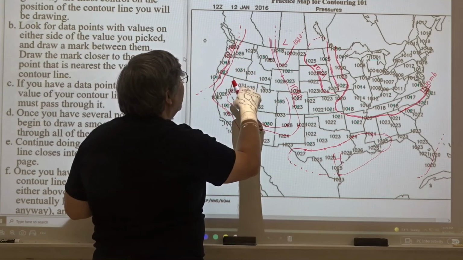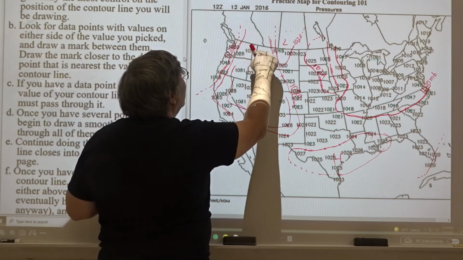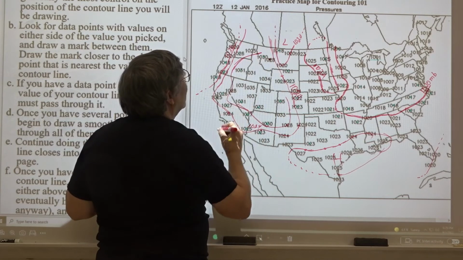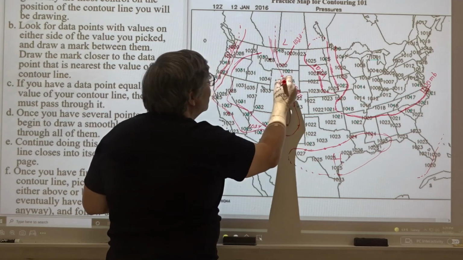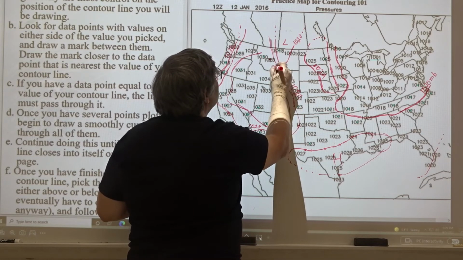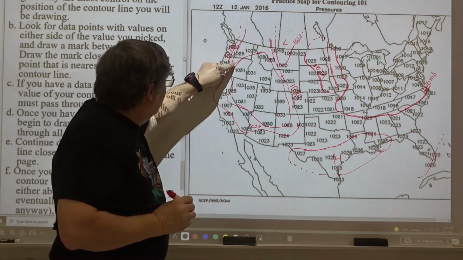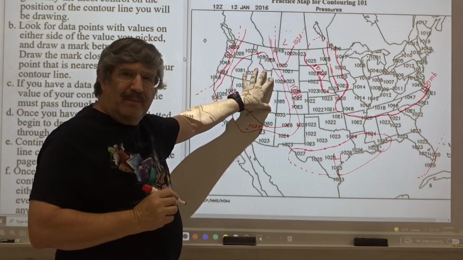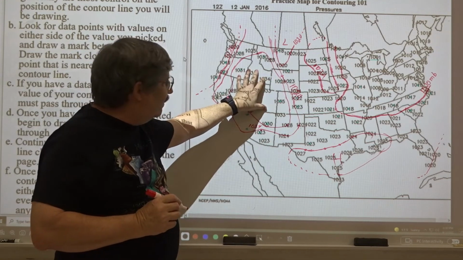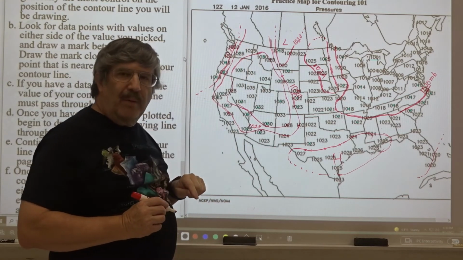There's 1031, 1031, 1024, 1025, 1030. Like that. There's 1029 and 1023, 1028 has to be there. There's 1028. And we've just completed the circle. And we have a high pressure zone right here. All these values are higher than 1028. All the values here are between 1028 and 1024.